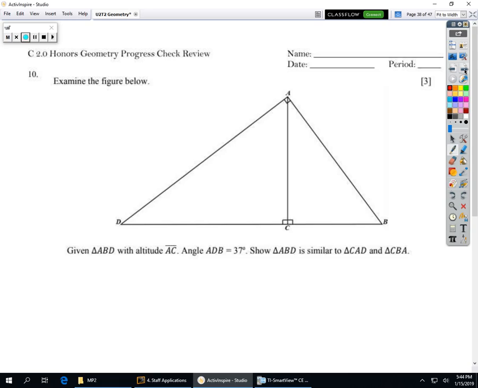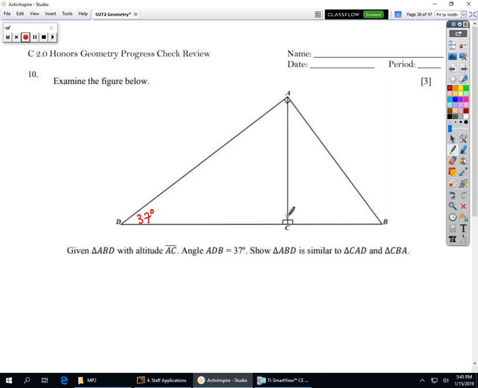All right, this one's kind of tricky. Given triangle ABD with altitude AC, altitude just means it makes a 90-degree angle to the ground. Angle ADB, that's here, is 37. Show that triangle ABD, which is the big one, is similar to CAD, the medium one, and CBA, the smallest one. Show that they're all similar. They gave me nothing about the sides. This has to be angle similarity.